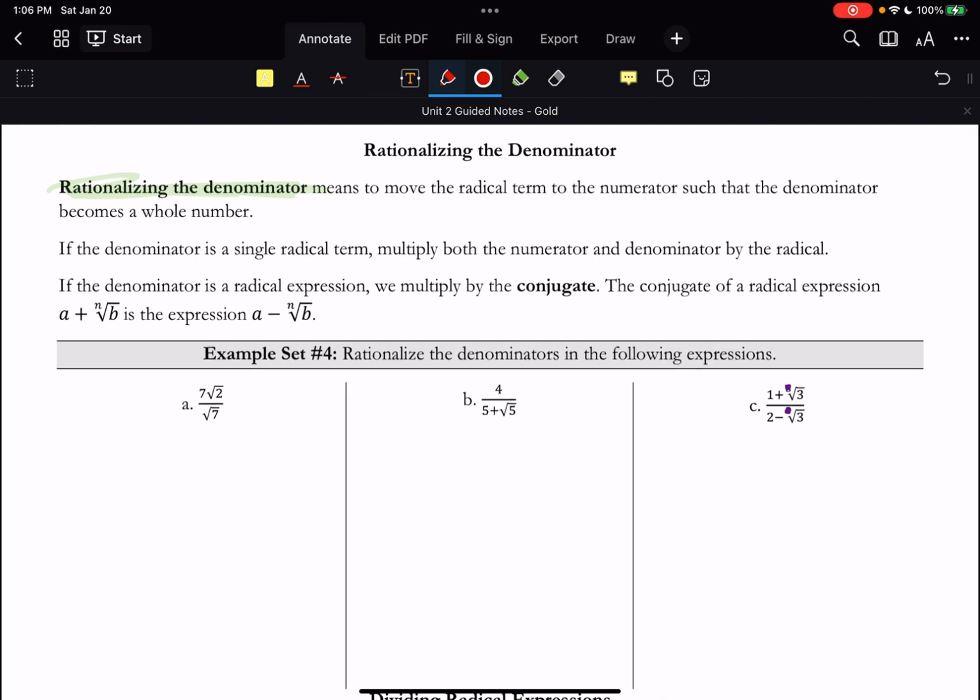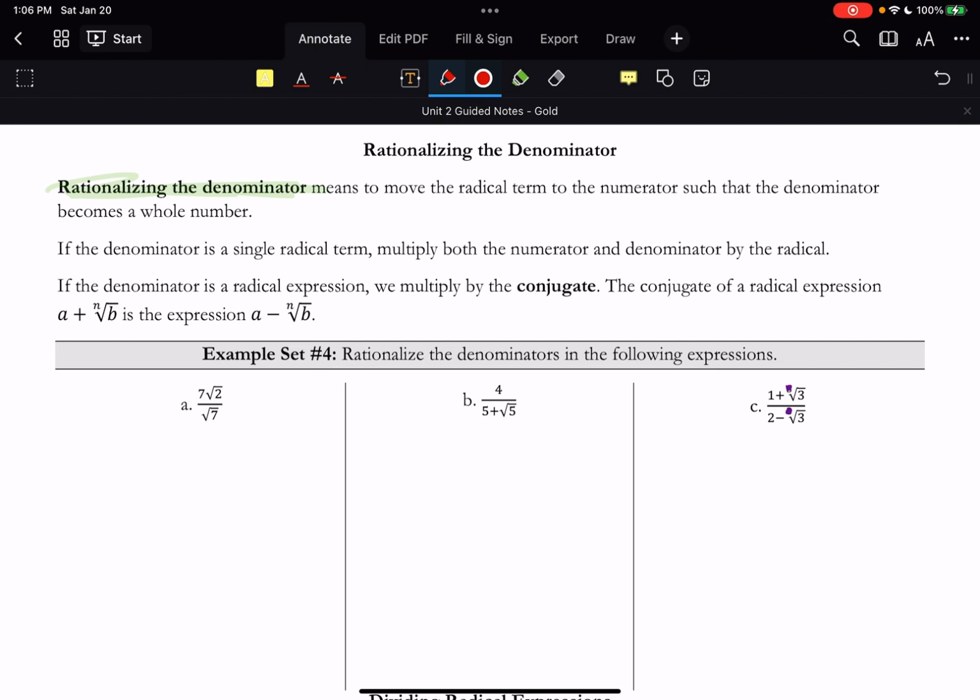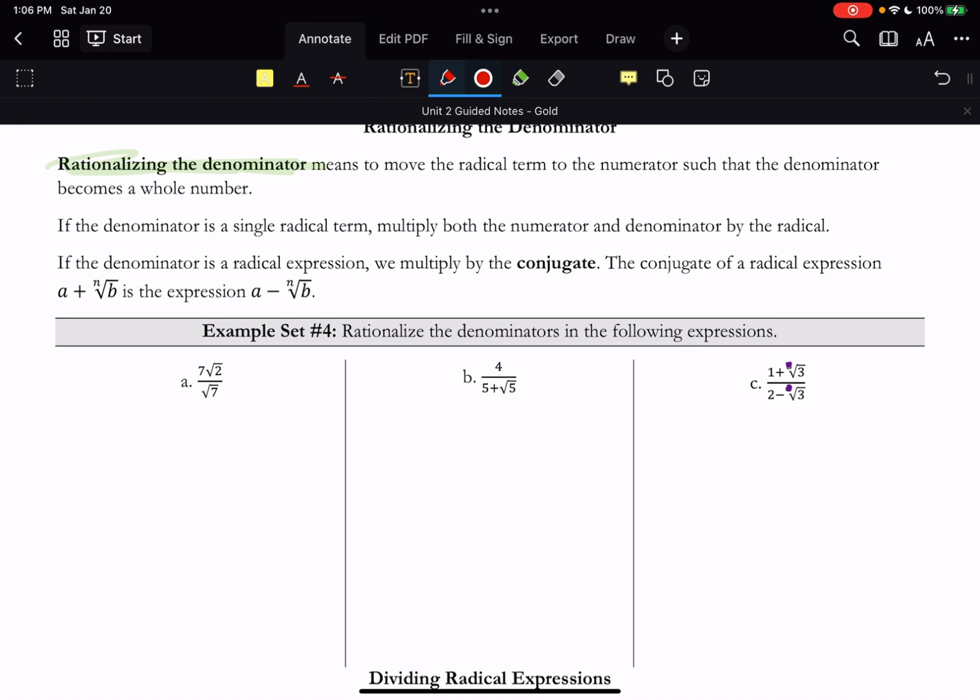So in the first example, I have just one single radical term in my denominator. When you have something like this, you're going to multiply both the numerator and denominator by whatever that radical term is. So since I have 7 times the square root of 2 divided by the square root of 7, I'm going to multiply both the numerator and denominator by the square root of 7, because this is basically just multiplying it by 1.